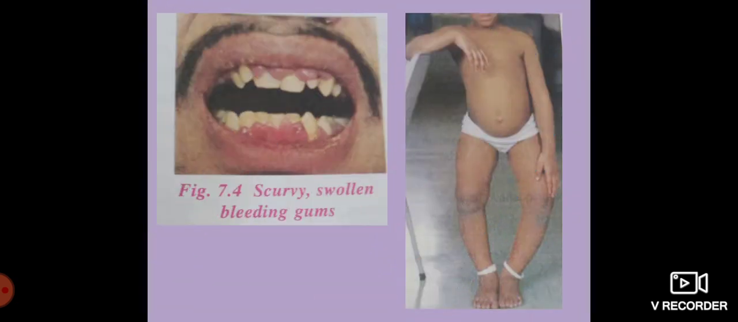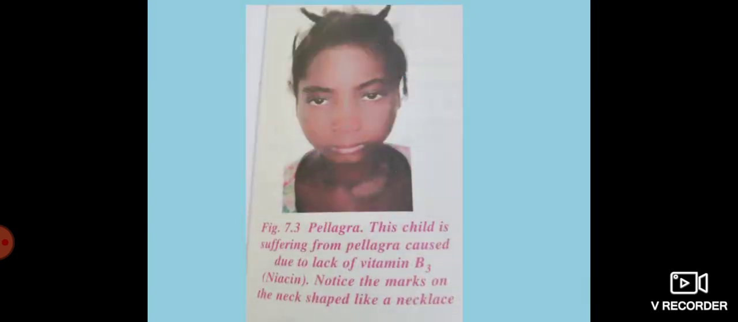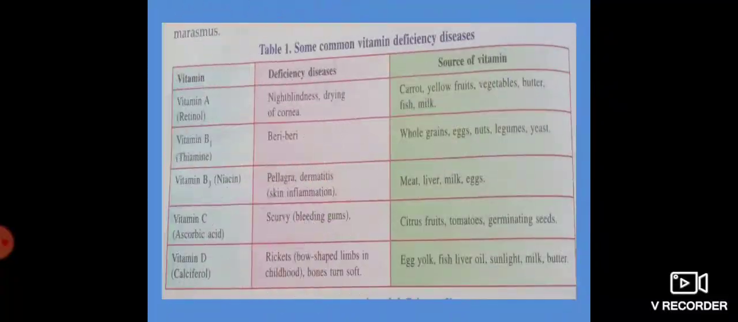And scurvy is the bleeding gum, caused due to the deficiency of vitamin C. In this first picture, you can see the bleeding gums. This is the patient who is suffering from scurvy. Which are the sources of vitamin C? Citrus fruits, tomatoes, germinating seeds, etc. These food items contain vitamin C, which is also called ascorbic acid.